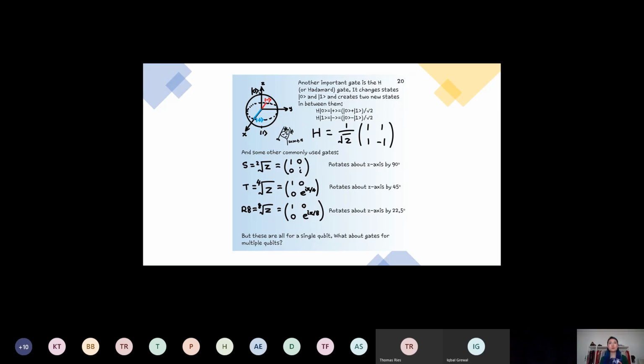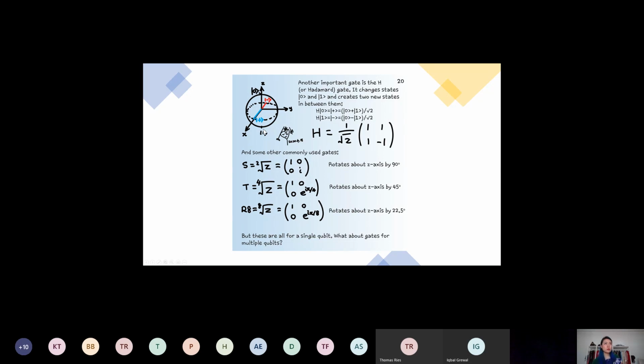There's also an important gate called the Hadamard gate, or H gate. It has a form like this. So it's almost like 1 1 1 1, but here is a minus sign here. What it does is that when it applies to 0, it will move the state to this diagonal location on the Bloch sphere, and we call it a plus state, which is nothing but 0 and 1 in superposition with equal probability.